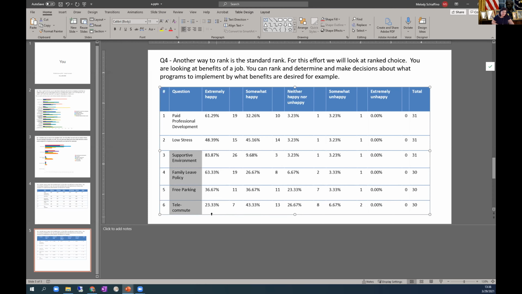Is everybody kind of with me, or would one more example help? Like with a case analysis example. Can we have another example?